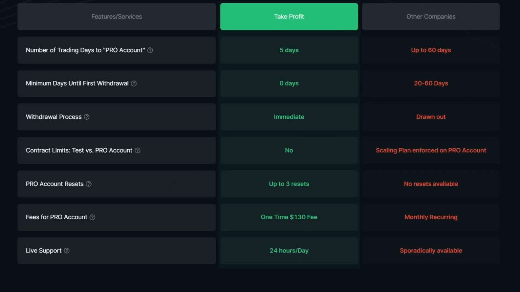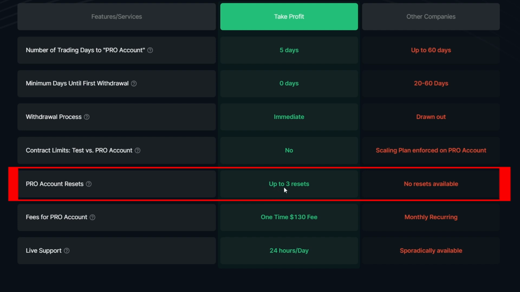In this video, we're going to talk about should you reset a funded account with Take Profit Trader. Right here, you can see you can reset a funded account up to 3 times.